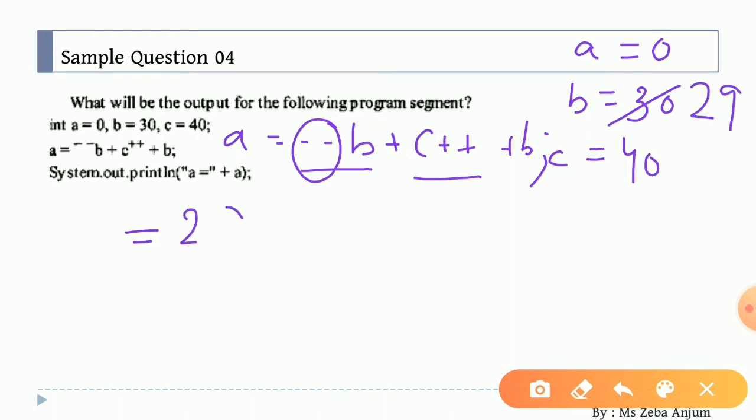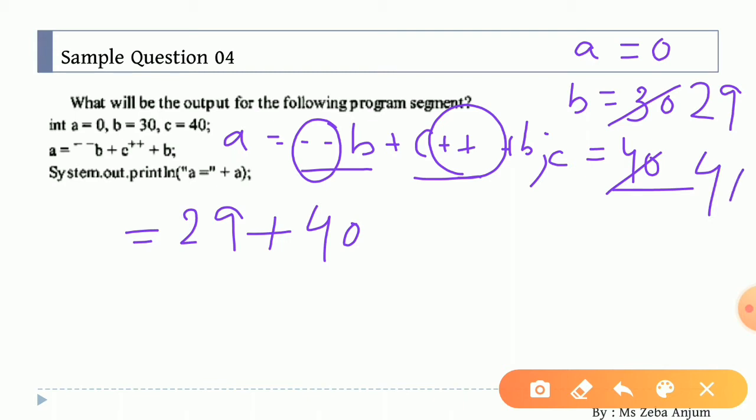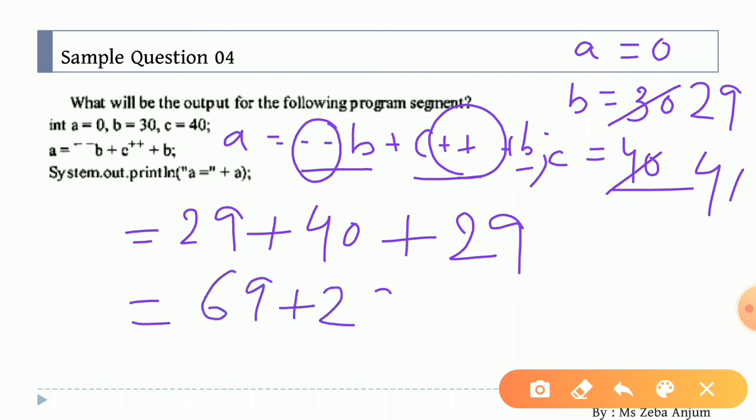So 29, write down over here, then plus c, we are having operators present at the very end. So firstly use the value, that is 40, and then afterwards you increase the value. It becomes 41. Then again plus, again we are having b. The value of b was 29. Yes, now do the addition part. You will be getting 69 plus 29, and then you will be getting 98. Okay, and the value is going to be stored in your a.